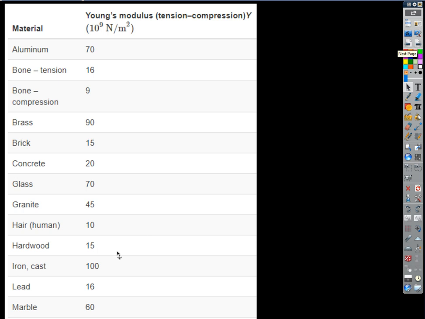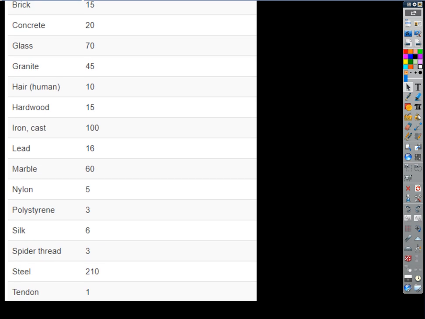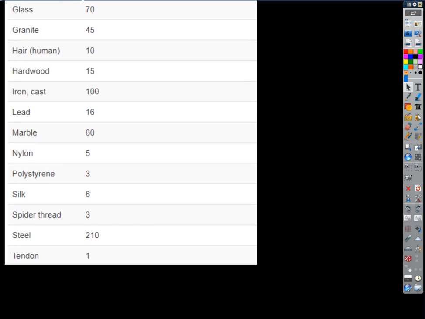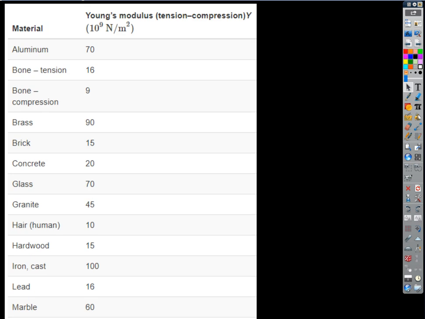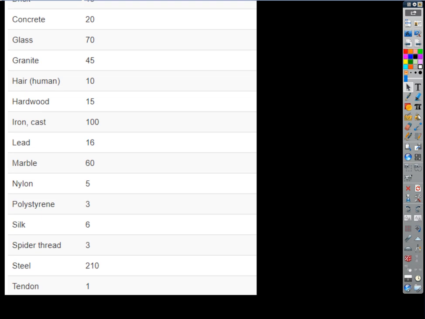It's really big for, where's steel? I just have to go down a little bit. Steel's really big, right? And these aren't the actual numbers. These are the numbers times 10 to the 9th newtons per square meter, right? So these are big numbers, but notice how much bigger steel is than aluminum. 3 times bigger than aluminum. Is steel considered to be harder or softer than aluminum? Harder. Yeah, right. So steel's the biggest on the list. I'm sure there are other substances that are higher than steel, but steel's the highest by far on this list.